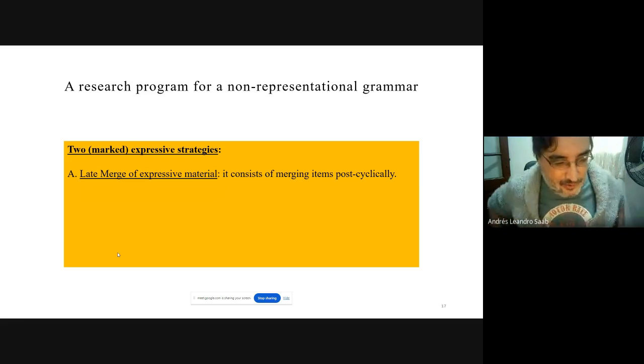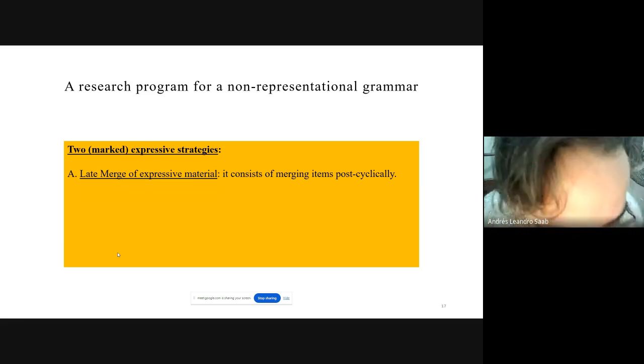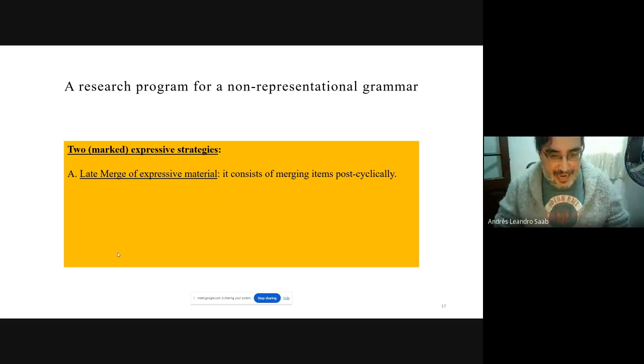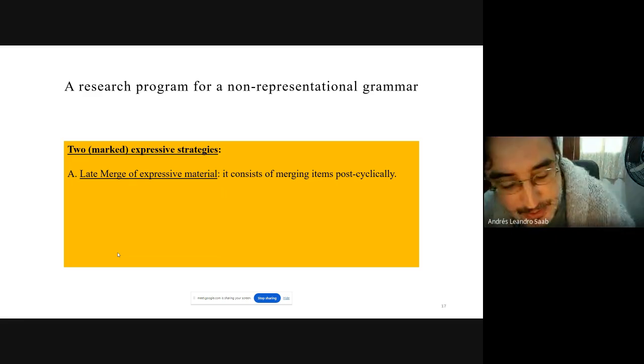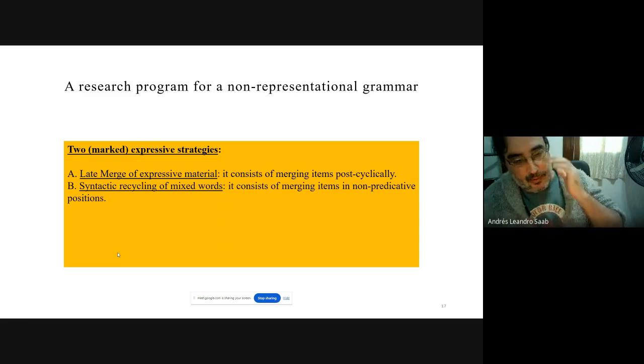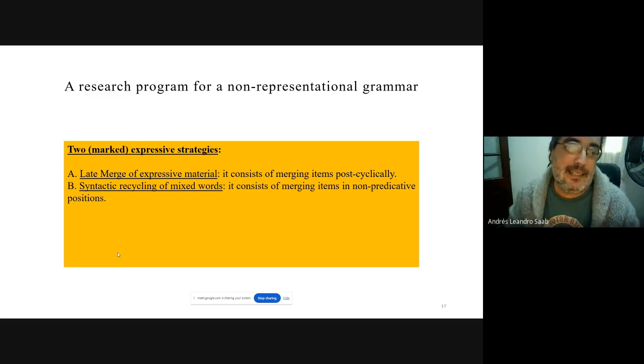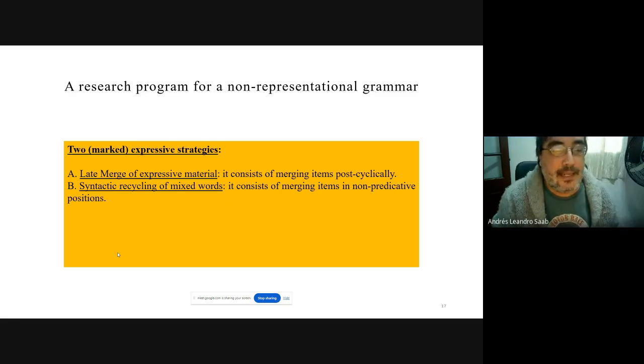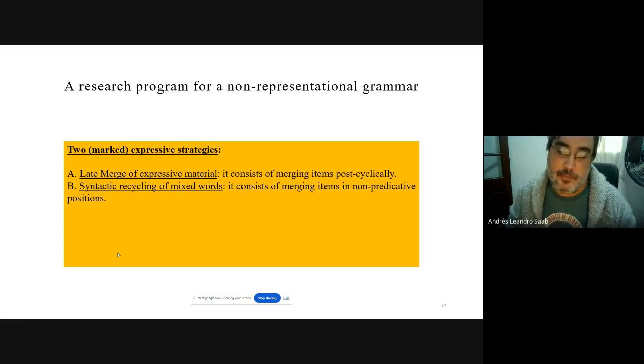First, I will talk about late merge of expressive material, which basically consists of merging items post-cyclically during a given syntactic derivation. And then I will talk about another syntactic strategy, which I call syntactic recycling of mixed words, which basically consists of merging items in non-predicative positions.